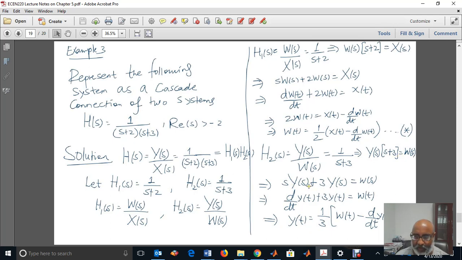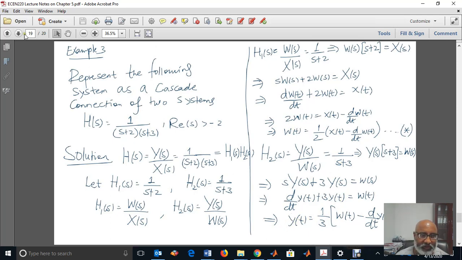S times Y(s) plus 3Y(s) is equal to sW(s) plus 3W(s), which in time is dy/dt plus 3y(t) equals dw/dt plus 3w(t). Then rearrange this: y(t) equals 1/3 times (w(t) minus dy/dt). So this is another feedback system, two feedback systems cascaded to each other. The output of the first feedback system is w(t). The output of the second feedback system is y(t).